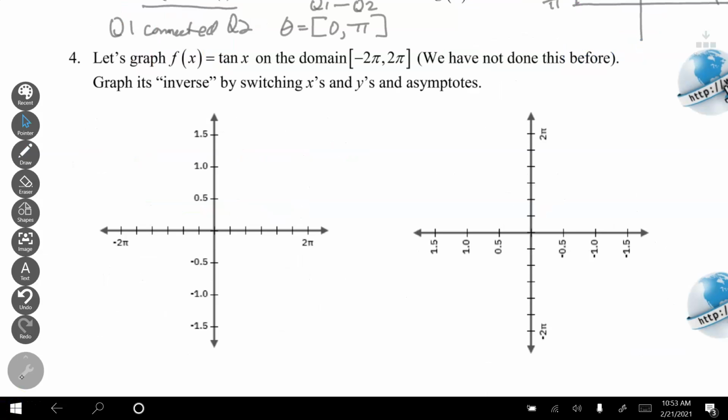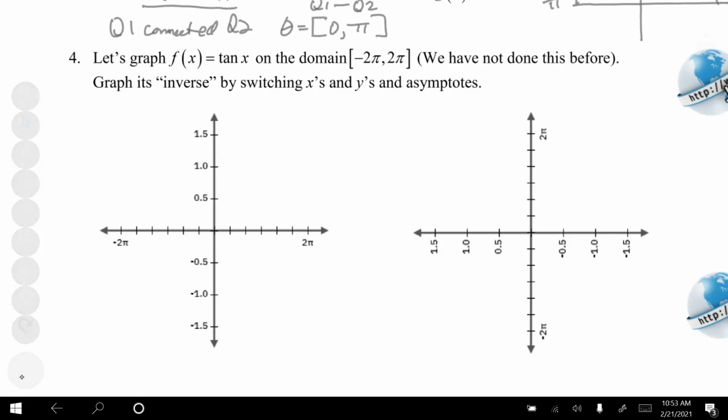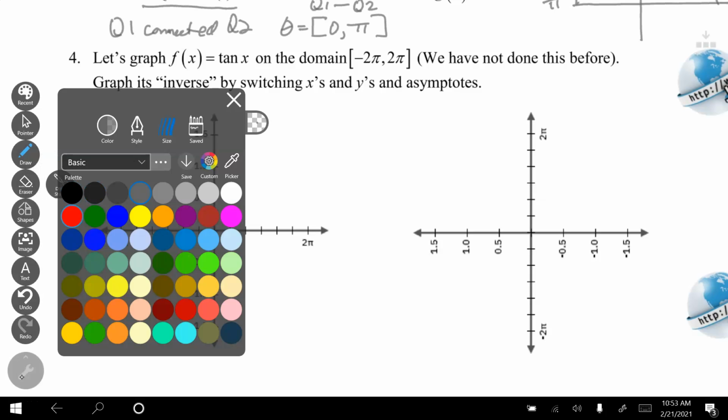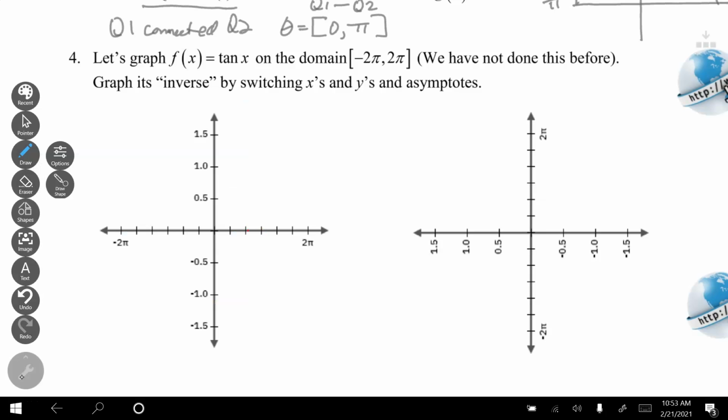Now we're going to do a graph that we haven't done before. We're going to graph tangent on negative 2 pi to 2 pi. We've never done this before. The one thing I know for tangent is that I have asymptotes at, well, let's see.